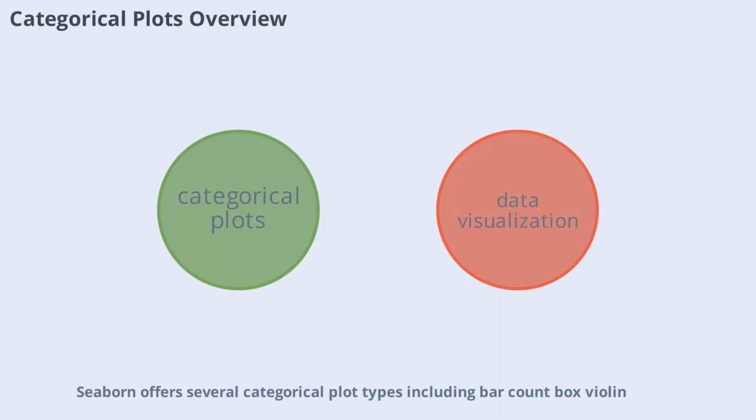Seaborn offers several categorical plot types, including bar, count, box, violin, strip, and swarm plots. Each serves a different purpose, from comparing group means to visualizing raw data points. Choosing the right plot depends on your data and the story you want to tell. Let's briefly review when to use each categorical plot and how they complement each other in analysis.